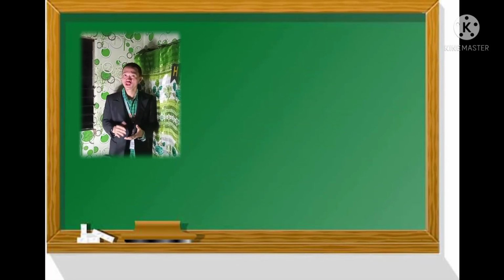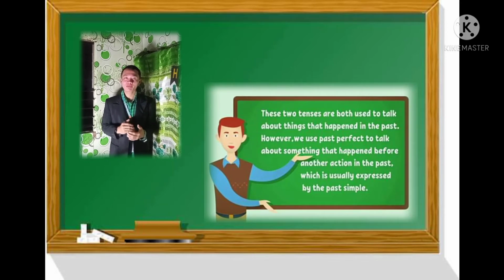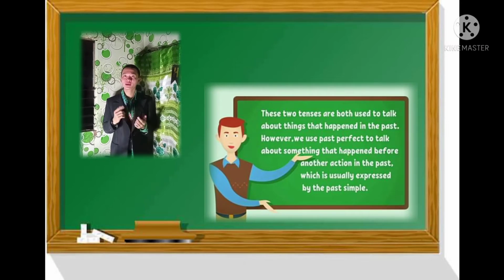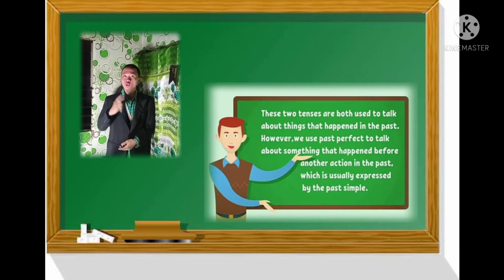Have you ever wondered what is the difference between past and past perfect tense? Now, these two tenses are both used to talk about things that happened in the past. However, we use past perfect to talk about something that happened before another action in the past, which is usually expressed by the past simple tense.